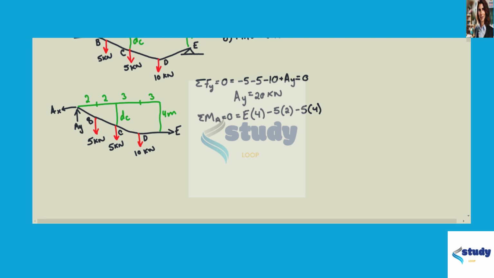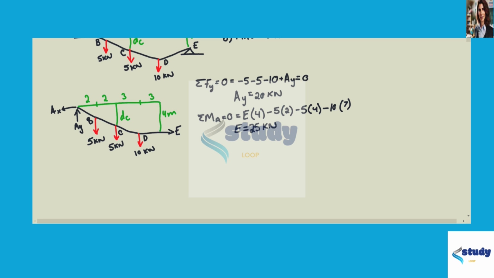And minus 10 times 7 meters. This is the force at D. It is another negative moment in the clockwise direction around A, and times 7 because it is 7 meters in the horizontal direction between A and D. And again, that's set equal to 0. So we're going to go ahead and solve for E. And after simplifying everything, E will equal 25 kilonewtons in the horizontal direction right here.